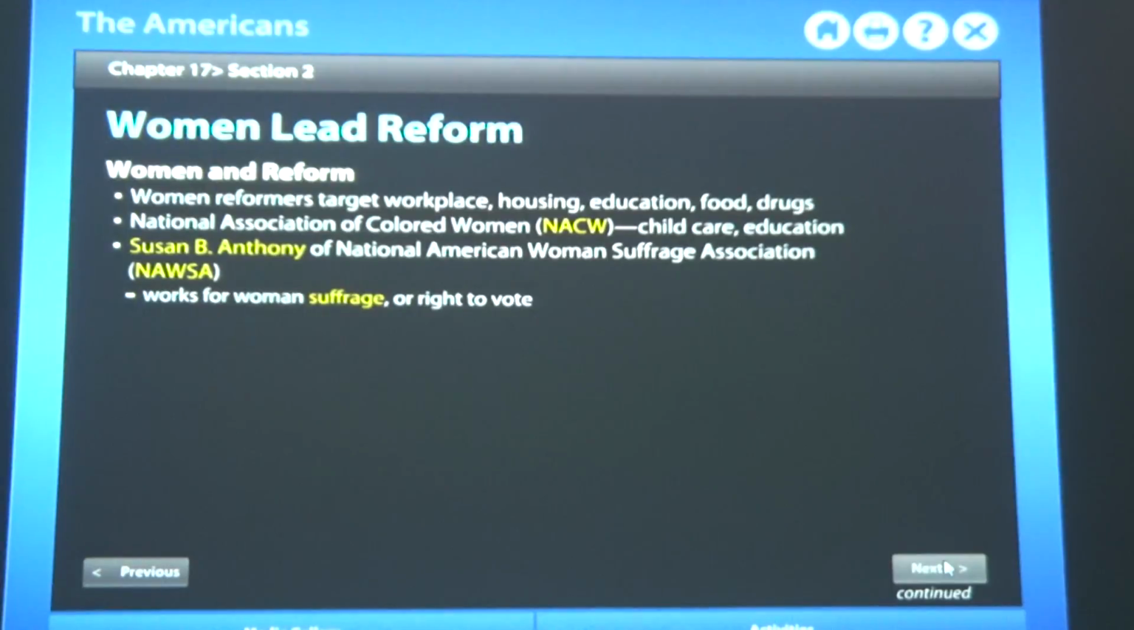Women reformers target the workplace, housing, education, food, drugs. Okay, the National Association of Colored Women focus on child care and education, and the National Association of Women's Suffrage, led by Susan B. Anthony and some friends, work for suffrage, or the right to vote. That was their goal.